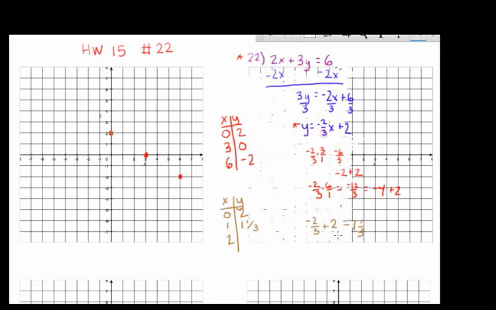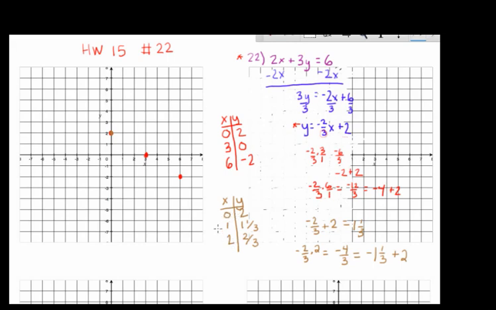Again, when I put 1 in for x, negative 2/3 times 1 is negative 2/3, plus 2 is 1 1/3. If I put 2 in for x, I'll get negative 2/3 times 2, which will give me negative 4 thirds, which is actually negative 1 1/3, plus 2. So negative 1 1/3 plus 2 is 2/3. So I'll still get the same line.